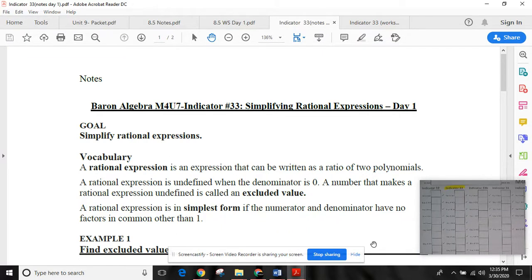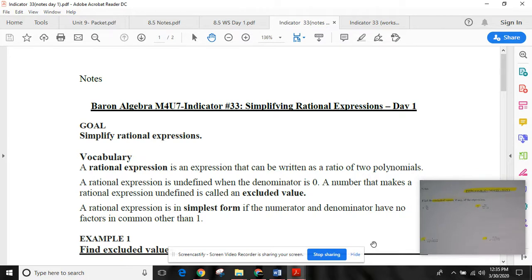Last week, we did some review of factoring, indicators 24 through indicator 28. And this week, we're going to be looking at unit 7, indicator 33. So if you have your notes out, you can go ahead and take some notes as we work through this packet as well. So the first one's indicator 33 day one.